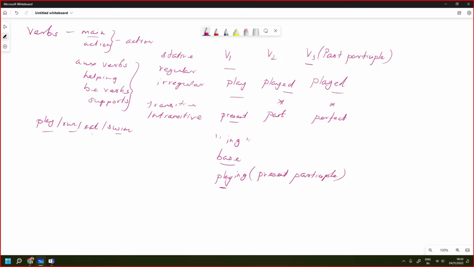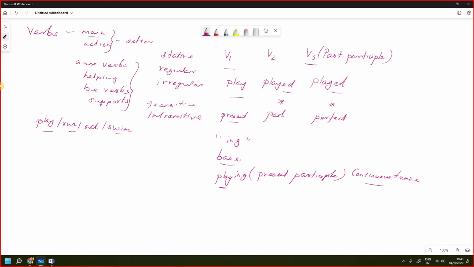And the V3 form is called the past participle. This you should remember always. And where do we use the present participle? We use it with the continuous tense. And the continuous tense can come in all three tenses, that is in the present, past, or future. So we have three main types of tenses. So the present participle is used with the continuous tense.